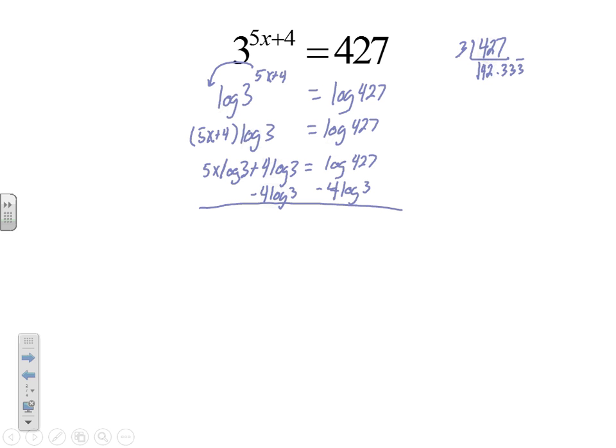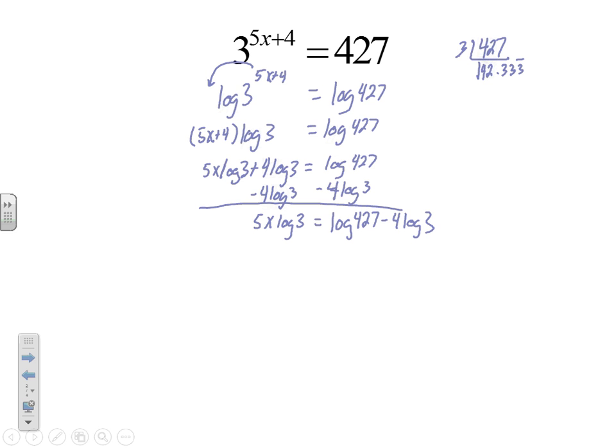So by doing that, they cancel each other out on the left side of the equal sign, so I'm left with 5 times x times the log of 3 to be equal to, now, even though they're the same base of base 10 for the log, they're not like terms, so we can't combine those together. So we just write it as log of 427 minus 4 log of 3. And we're not concerned about trying to condense it or anything like that. That's not what we're trying to do here. We're simply trying to isolate x.